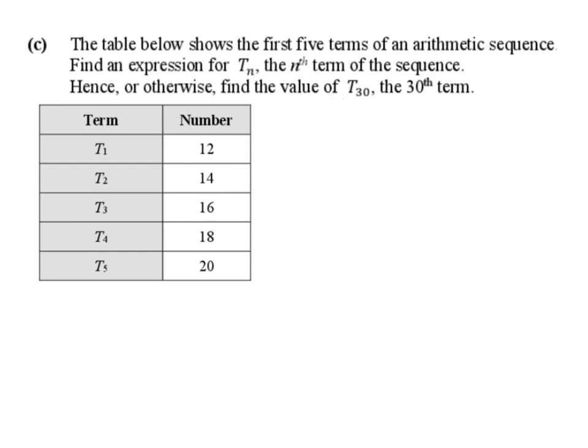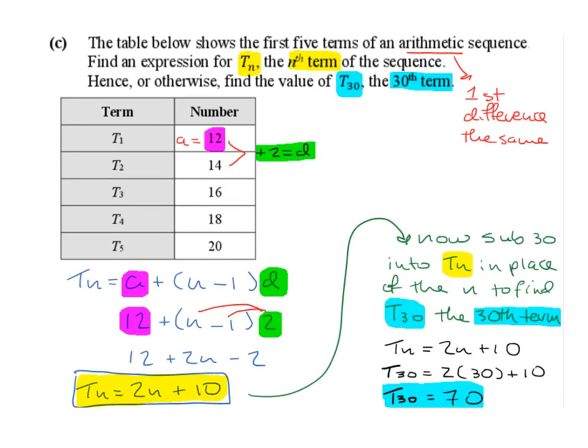So for Tn, there are 2 things that we need. A, the first term, which is 12. So 12 is going to be equal to A. And then D, the common difference. So to get from 12 to 14, we add 2. From 14 to 16, we add 2. From 16 to 18, we add 2. From 18 to 20, we add 2. So D, the common difference, will be 2. It's important to note that arithmetic means the first difference is the same.